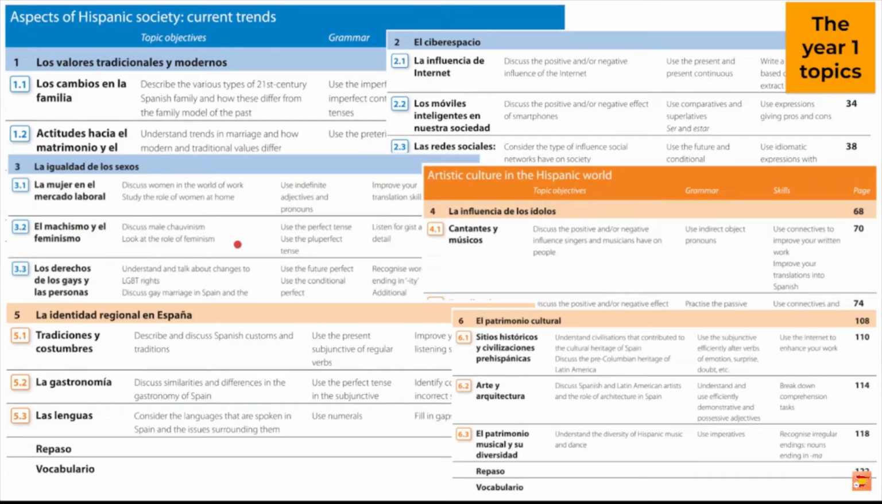So, for the 2-year course, you will have 2 different textbooks covering the 12 subtopics. 6 of them you will study in Year 12, and the latter 6 in Year 13. This is what the Year 1 textbook covers.